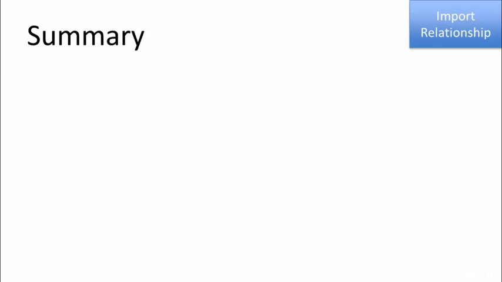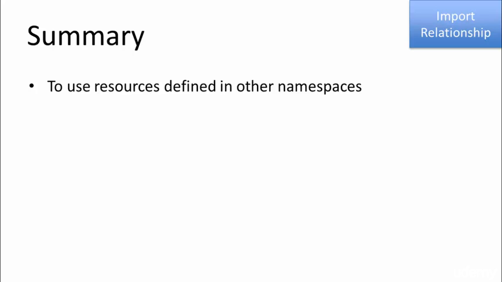Let's summarize. In this lecture, I talked about import and relationship. Typically, you will create models which will be spread across multiple namespaces, in other words, multiple files. If you want to access or refer to a resource which is in a different namespace, you can use the import statement. You can have multiple import statements in the resource file. You can import a single resource or all resources by using the asterisk or wildcard.